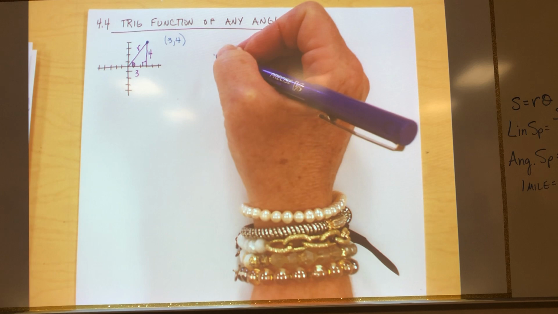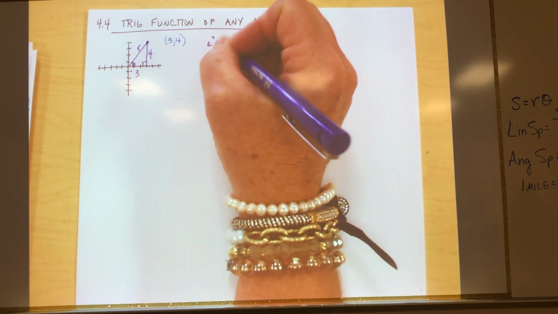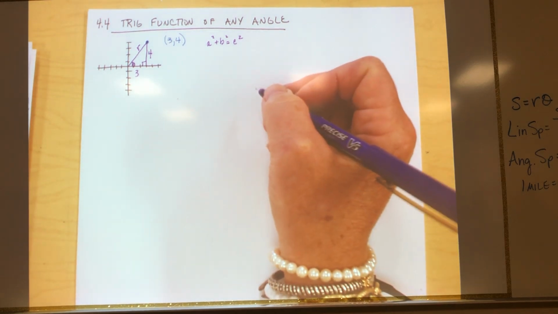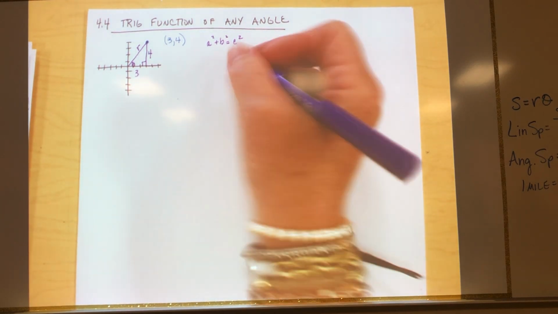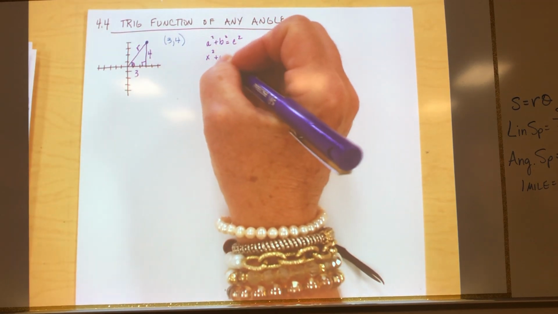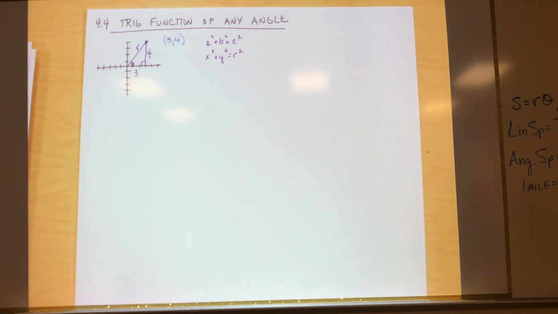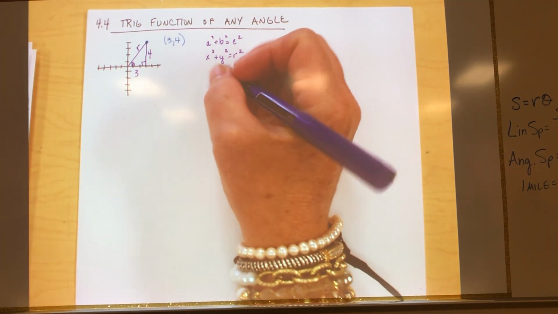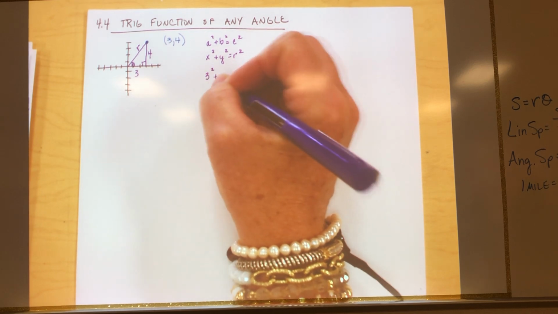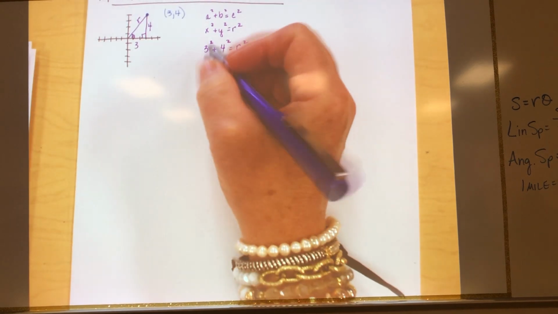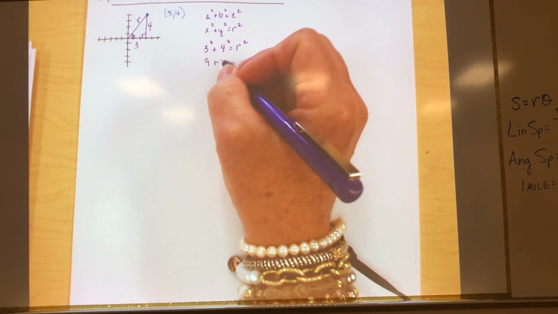So you could do a squared plus b squared equals c squared, or you could use the equation of a circle, whose center is at 0, 0, and do x squared plus y squared equals r squared. They're the same thing, okay? They're the exact same thing. So, x is 3, so 3 squared plus y is 4, 4 squared equals r squared. What's 3 squared? 9. Plus 4 squared? 16.